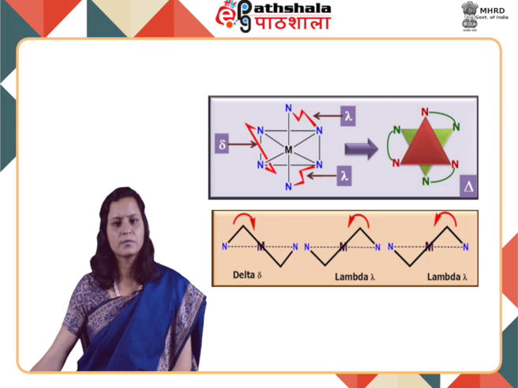For example, the tris ethylenediamine cobalt 3 complex is shown here. The absolute configuration of the complex is delta. Compare the figure at the right. The conformations of the 3 bidentate ligands are delta, lambda, lambda, as labeled here.